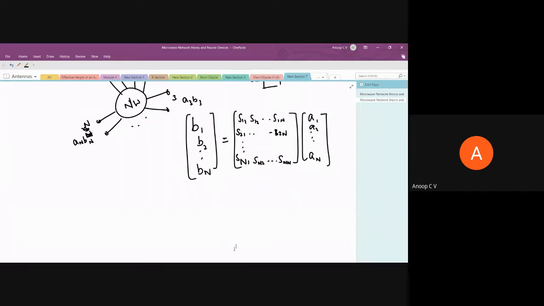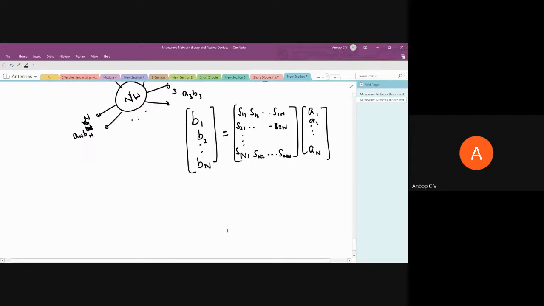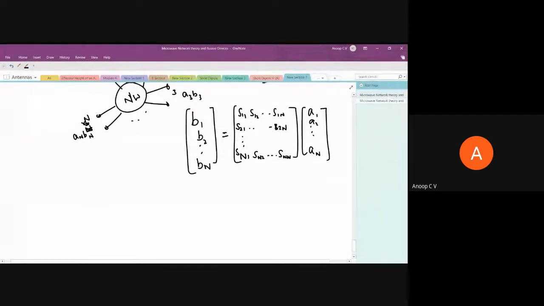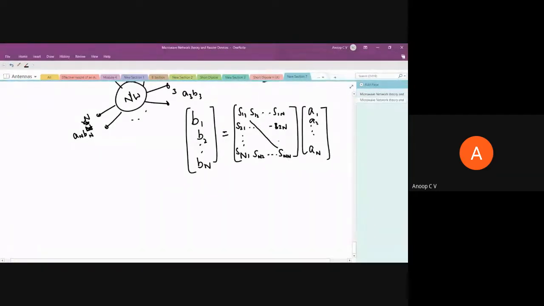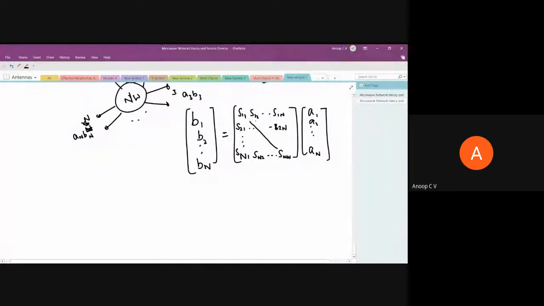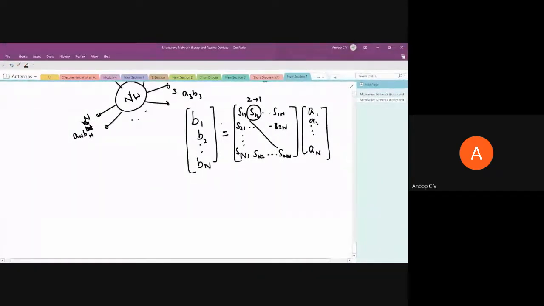So even though I have discussed the S parameter for a 2-port network, you can easily extend it to an N-port network. It's not a big deal. All the diagonal elements will be the reflection coefficients of the respective ports. S12 will be the attenuation for a wave traveling from 2 to 1. S21 will be the attenuation for a wave traveling from 1 to 2, and so on and so forth.